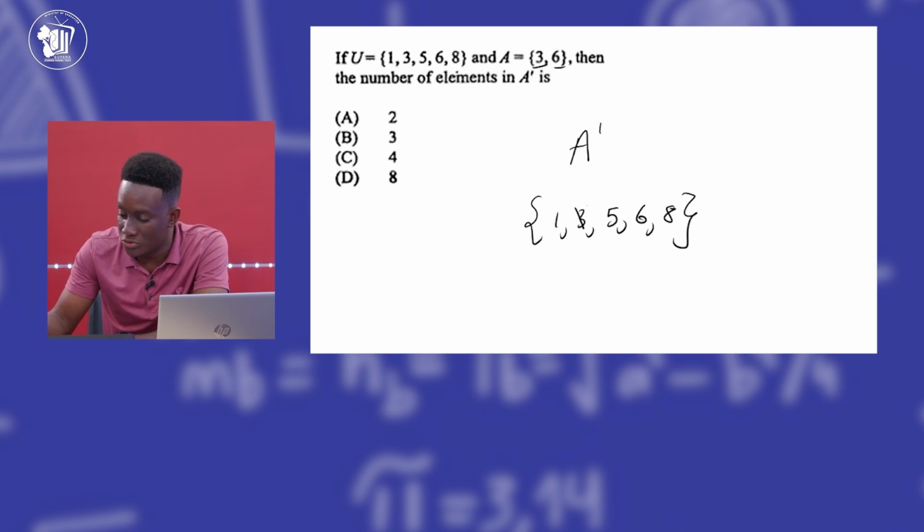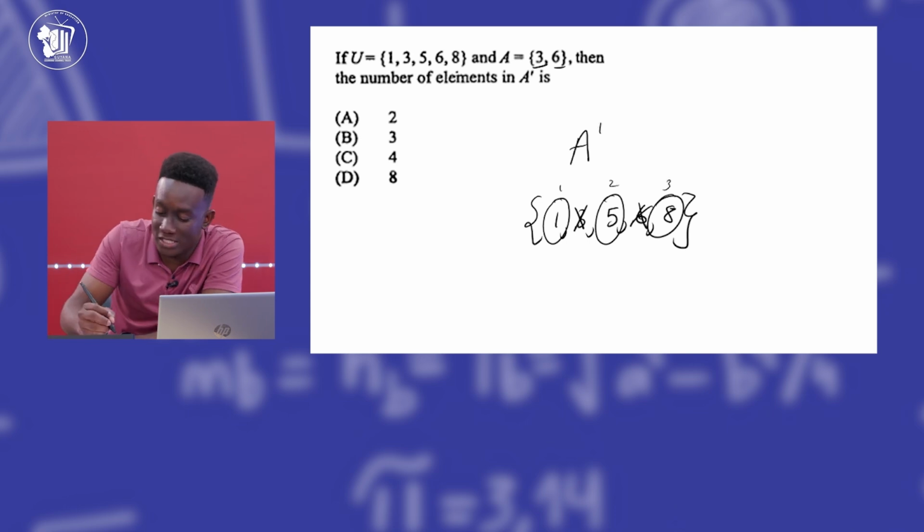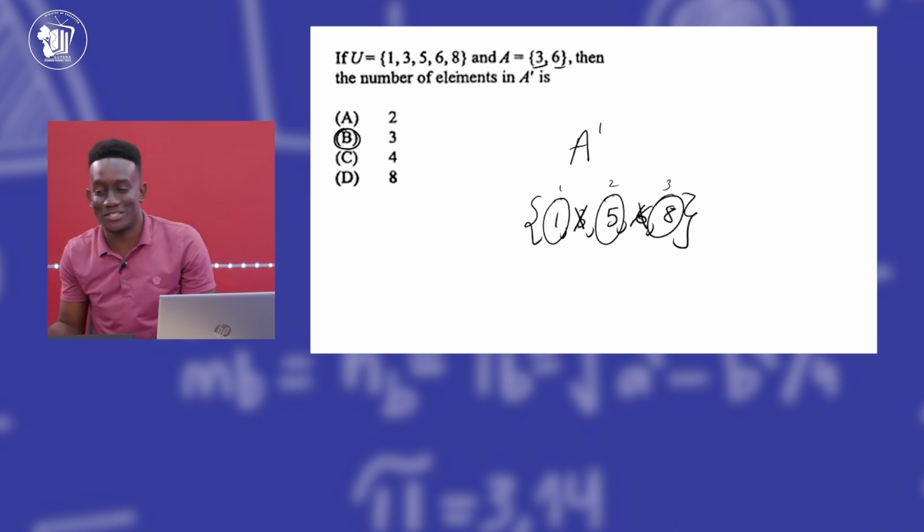So we take out 3 and we take out 6. So we see A complement would be 1, 5, and 8. That would be 1, 2, 3 elements. So the number of elements in A complement is simply B, which is 3.